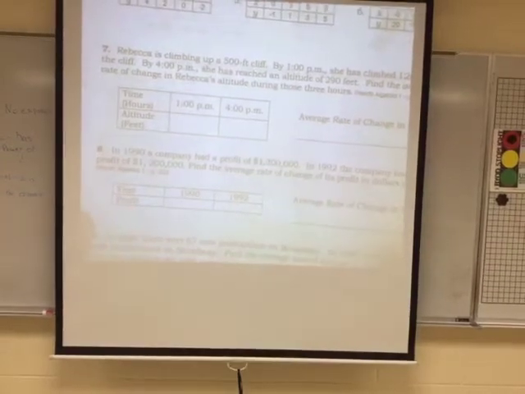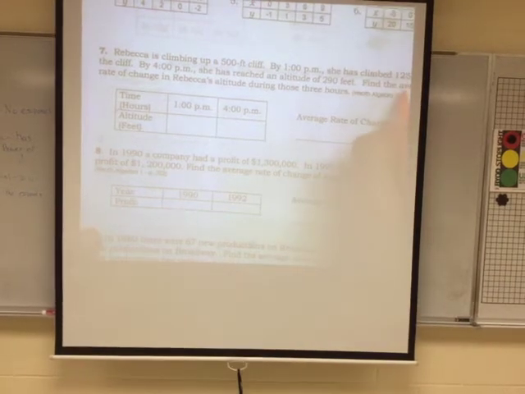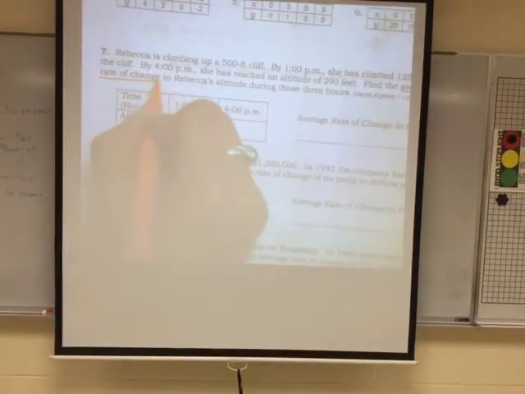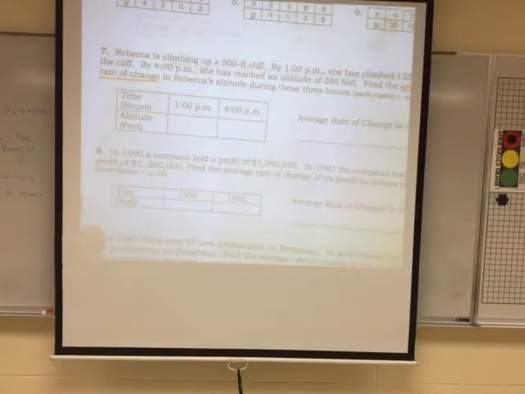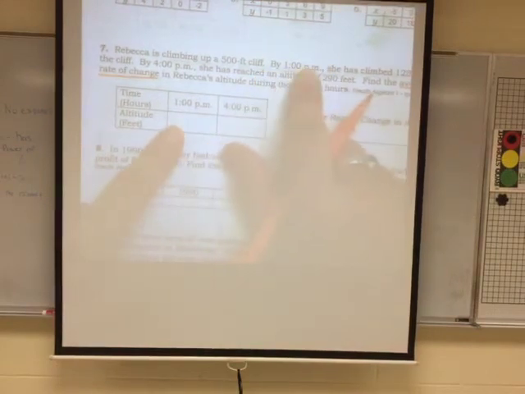Number 7. Number 7 says Rebecca is climbing up a 500-foot cliff. By 1 p.m., she has climbed 125 feet up the cliff. By 4 p.m., she has reached an altitude of 290 feet. Find the average rate of change, that means slope, in Rebecca's altitude during those 3 hours. So I have a table here, so I'm going to use this table with the word problem.